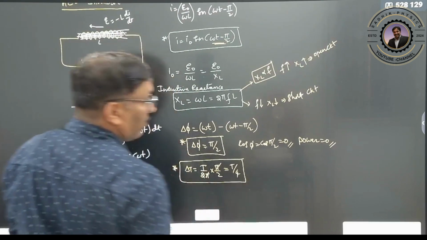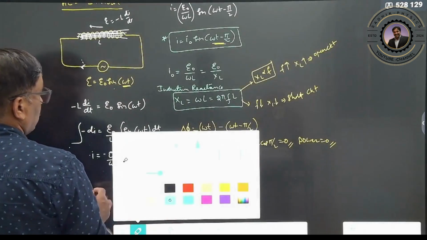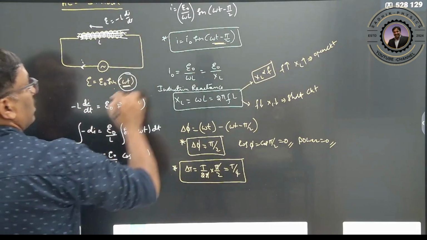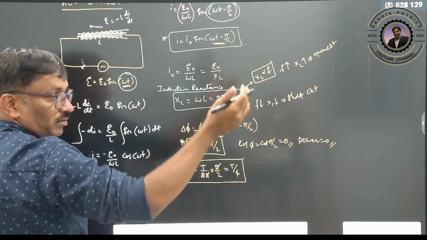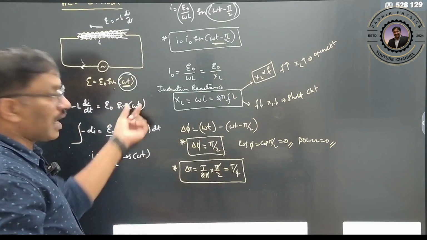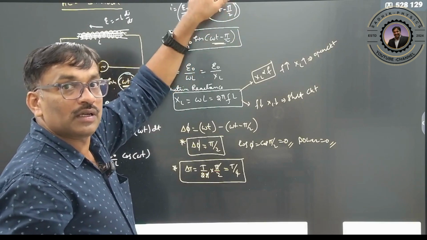So which is leading and which is lagging now? Here you can see the phase. The phase is nothing but omega t, and here the phase is omega t minus pi by 2. Which is greater? Omega t is larger, so omega t minus pi by 2 is lesser than this one.